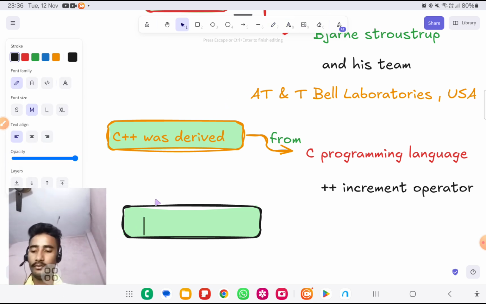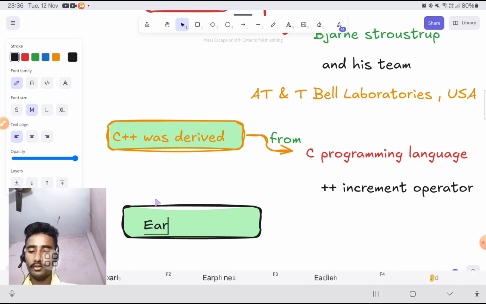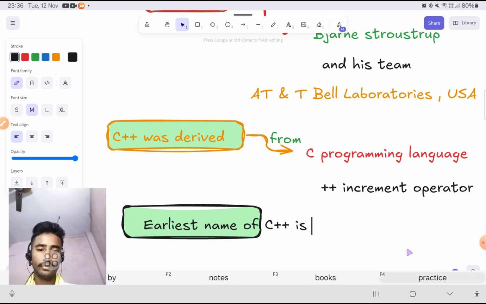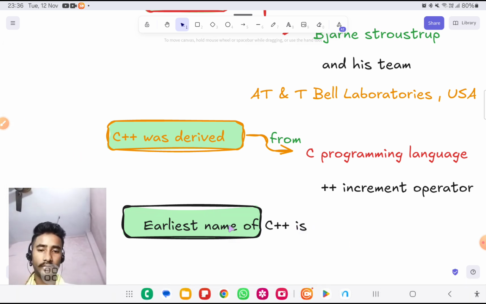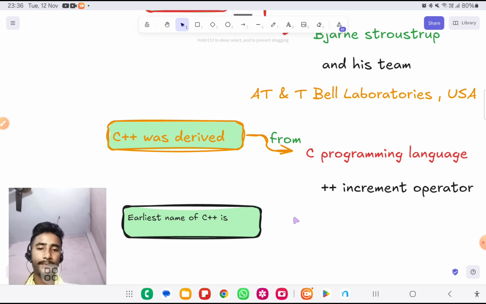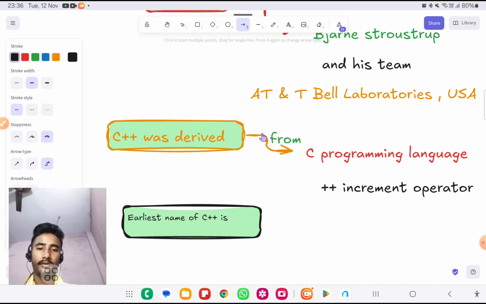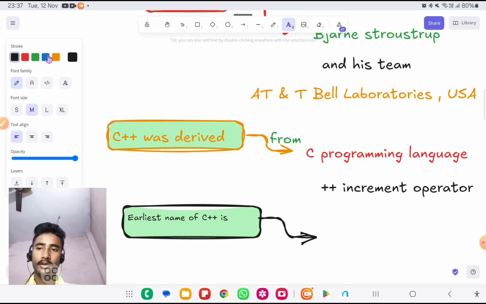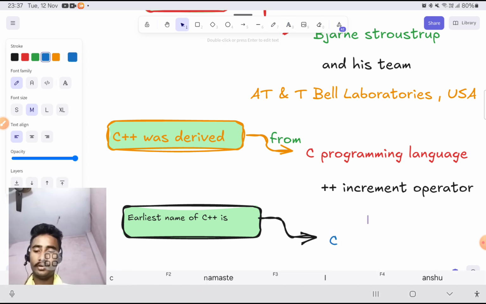I should select text. Earliest name of C++ is C with classes.